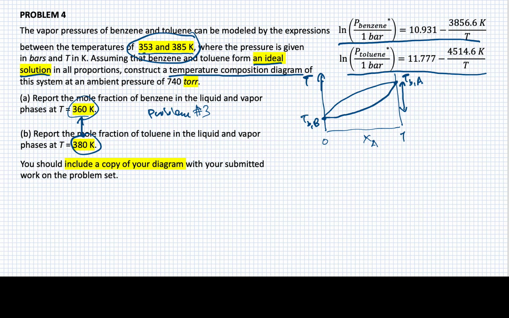And I do want you to include your copy of the temperature composition diagram. It may or may not look like this. All right, but you need to submit a copy of that with your problem set when you submit your work on this particular problem set. All right, these should be good problems to work. They should illustrate the concepts that you've been working on in this pair of lessons. And if you have any questions, please do not hesitate to contact me.